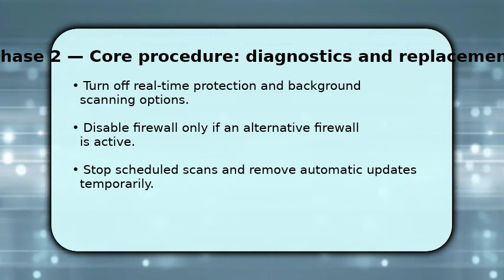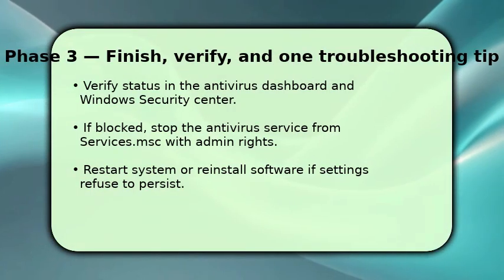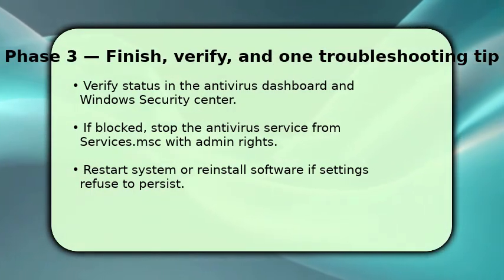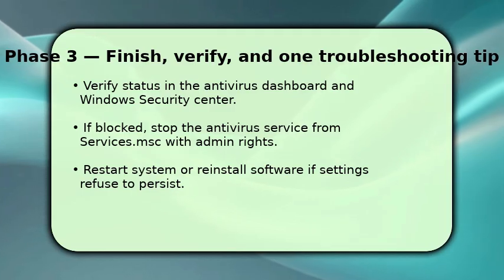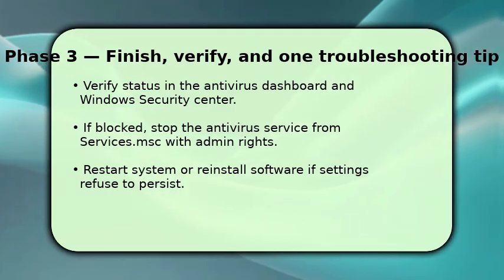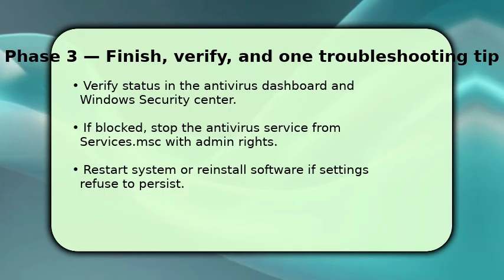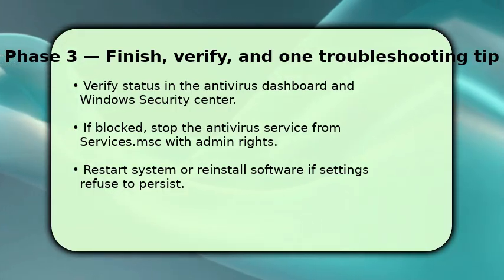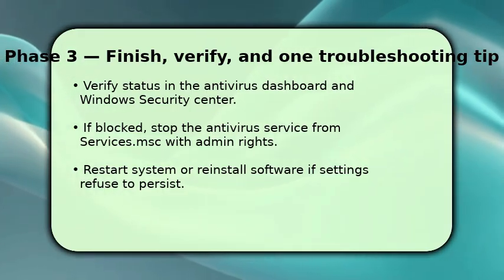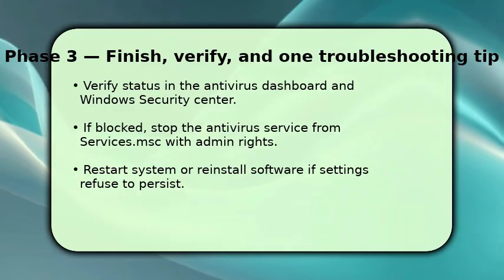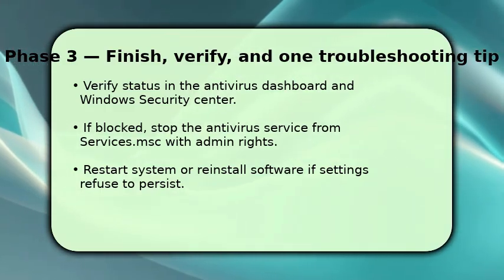Finish by confirming the service is off in the app dashboard and, on Windows, in Windows Security or the system tray. If the toggle reverts, open services.msc, locate the antivirus service, stop it, and set startup to manual. Only do this with admin rights. If settings won't persist, restart the PC and recheck.